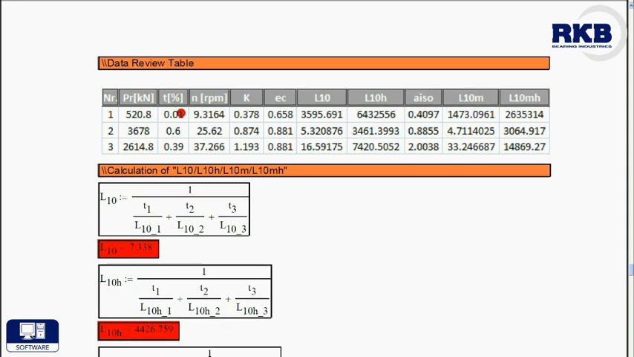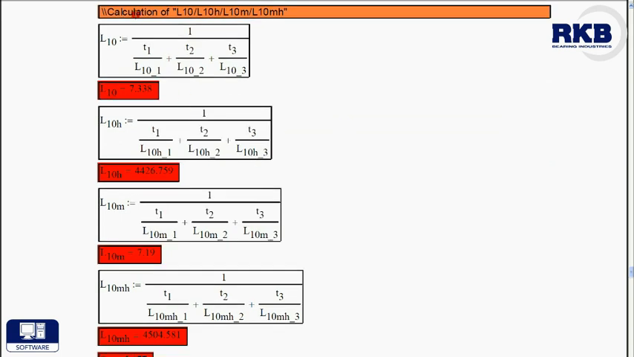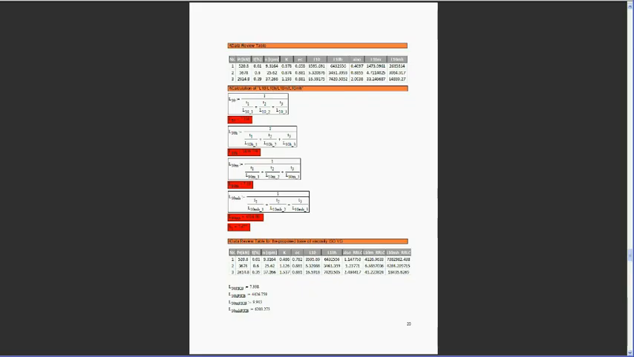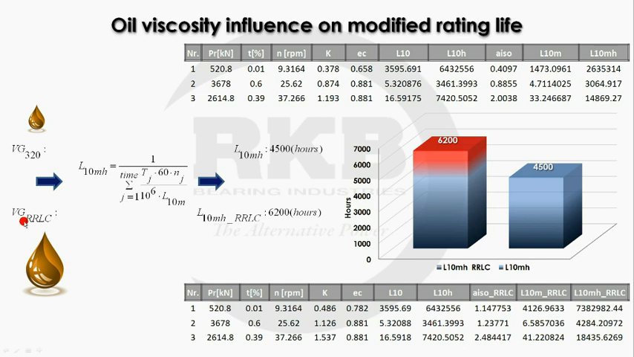Next, the time fraction step is executed, and the total basic and modified rating life for the studied case are calculated. Based on the ISO viscosity grade we proposed, the modified life will be also recalculated and presented as a data review table in order to emphasize the difference in life. A correct selection of the oil for the given application will reduce the chance for a bearing to collapse, improving the working condition and its lifetime.